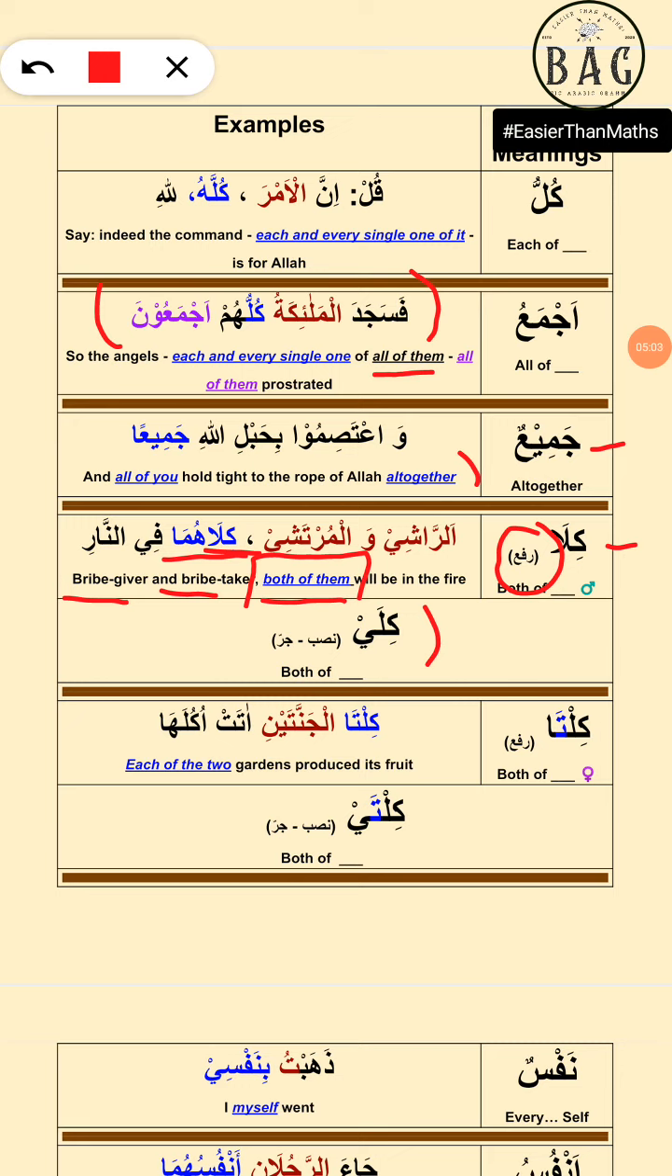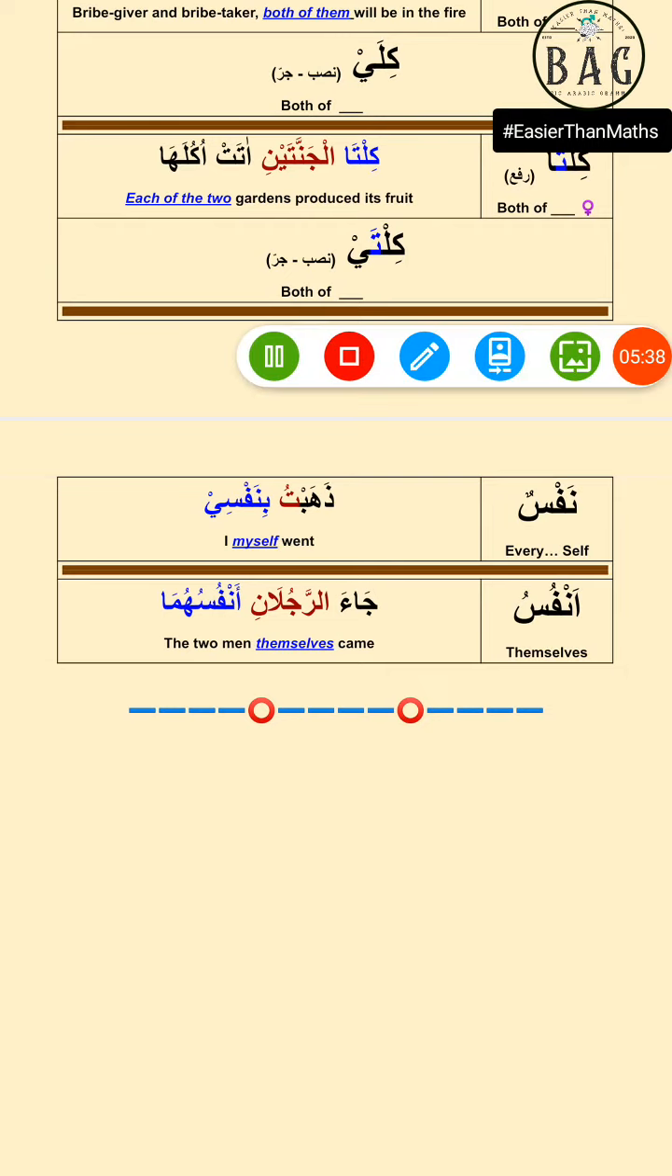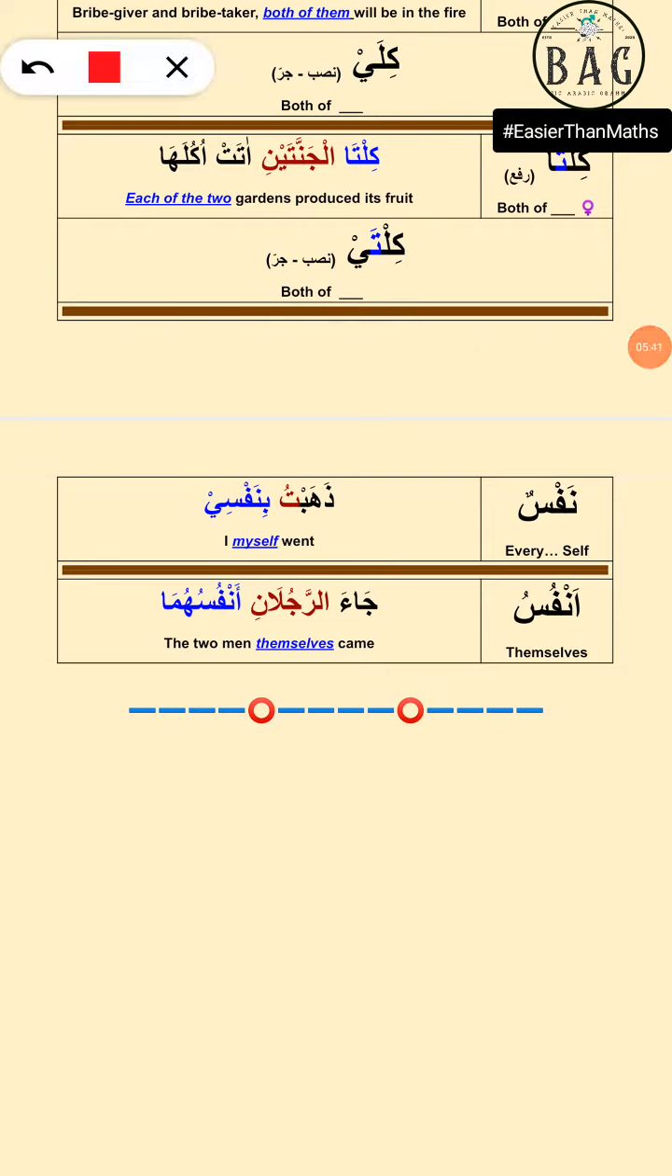So that's what. All right, then we have kilta. Now, the good thing about kilta is that it has been used only once in the Quran Pak, so just know that kilta is the grammatically feminine version of kila, and this, of course, is a rafa form, and its nasab and jar form is kiltai. Kiltal jannataini atat ukulaha. Each of the two gardens produce its fruit. Quite easy.